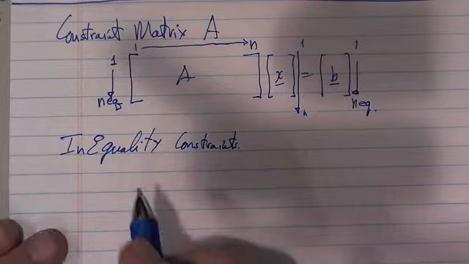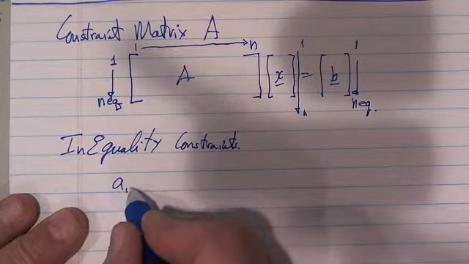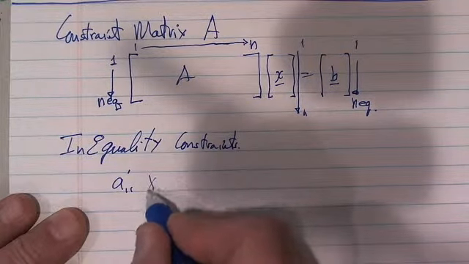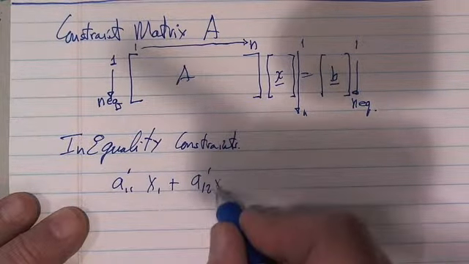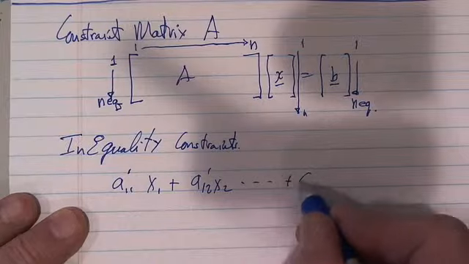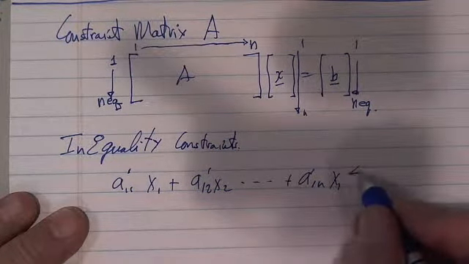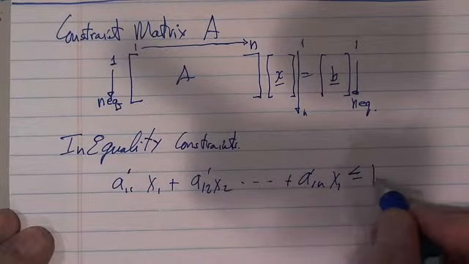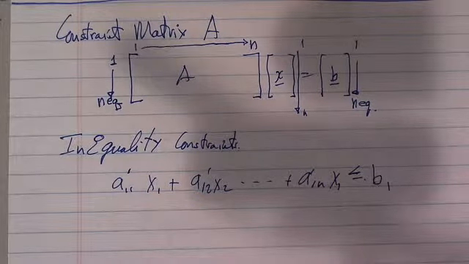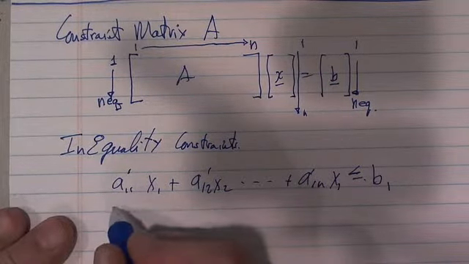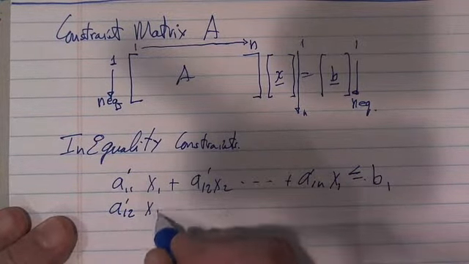And in general, I'm going to just call it like A11 prime X1 plus A12 prime X2, up to A1n prime Xn. These are just different, it's a different matrix. Is less than or equal to B1 prime. There's your inequality, okay? And I can have a lot of these because we know that they're not all going to be active, or normally they're not all active.